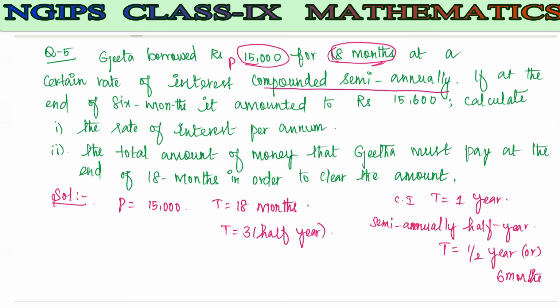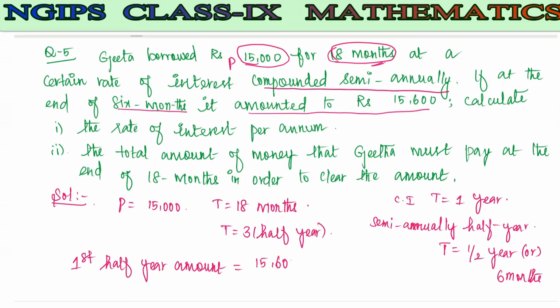At a certain rate of interest compounded semi-annually, if at the end of the 6 months it amounted to, so this is the amount. The first half year amount is equal to 15,600. Now we need to calculate the rate of interest. The first sub question is to find the rate of interest per annum, and the total amount. This is very important. The total amount of money that Geeta must pay at the end of the 18th month in order to clear the debt. The amount we need to find here.